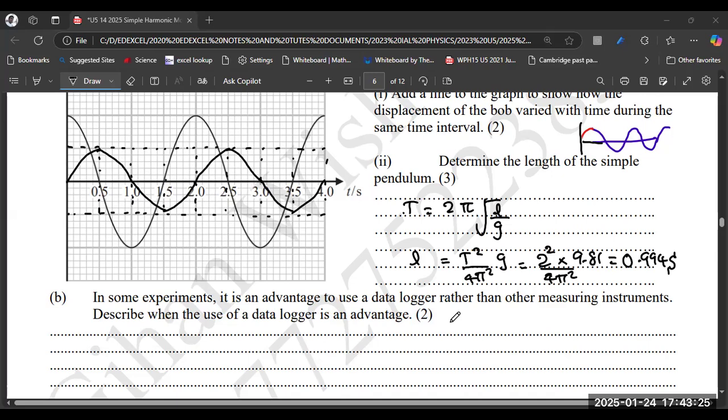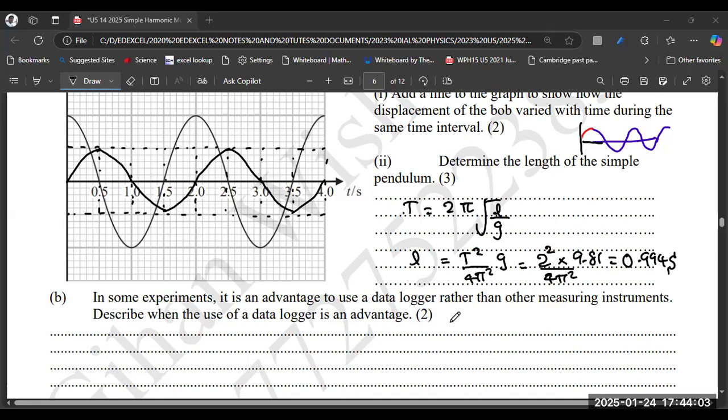So what are the things that we are going to write then? Number one, not for this one, common things. Simultaneous readings or synchronous readings can be taken without human reaction time. Number two, can take many readings in a short time interval. Number three, data can be taken over a long period of time. Data can be collected over a long period of time. Generally those are the things.